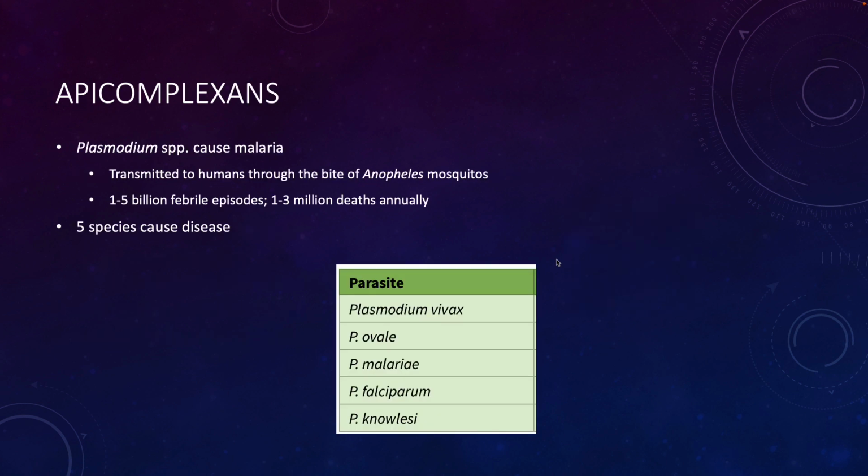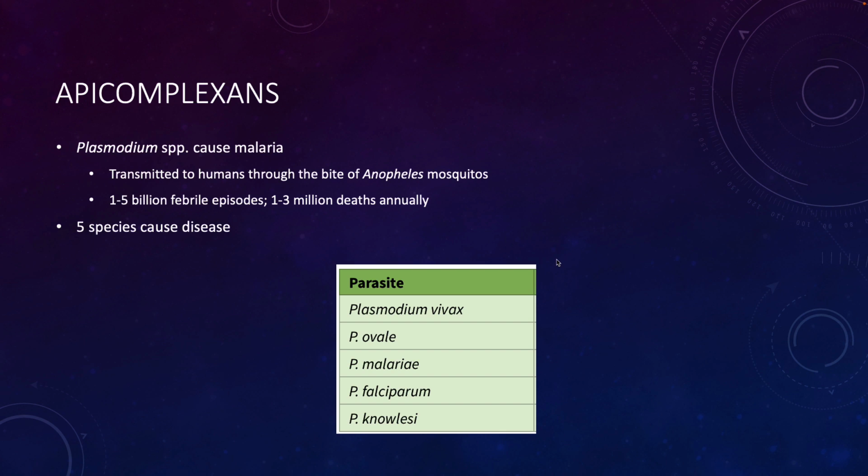Our last group of parasites are going to be the Apicomplexans, the most common of which are Plasmodium species. And Plasmodium species cause malaria. Lots and lots and lots of different types of organisms get malaria. In humans, we acquire malaria infection through the bite of mosquitoes belonging to the genus Anopheles.